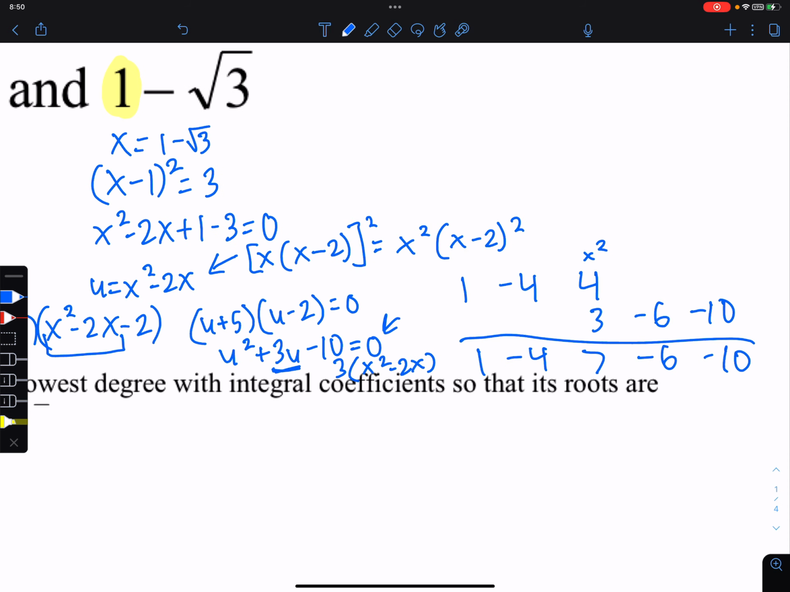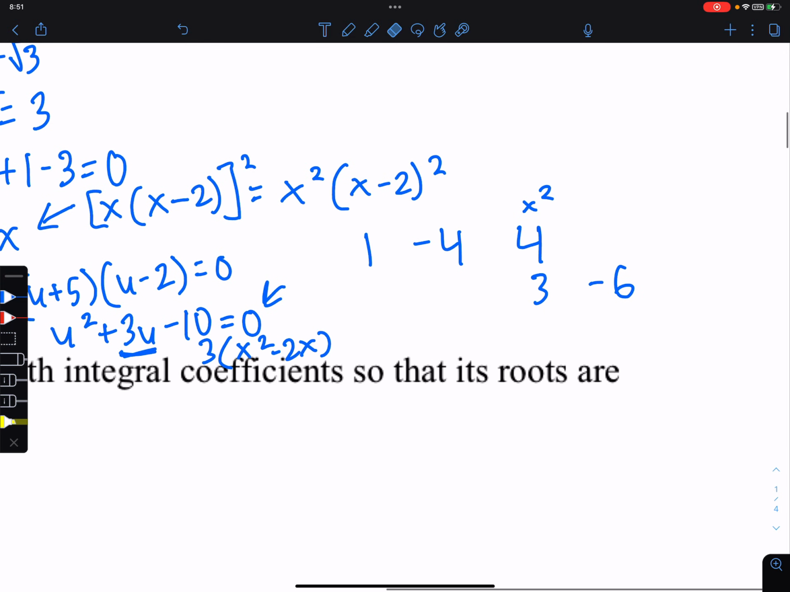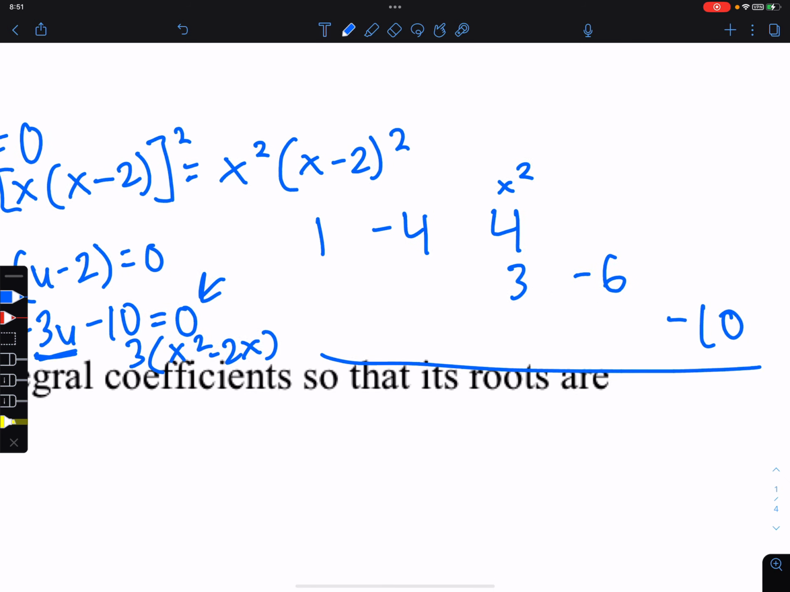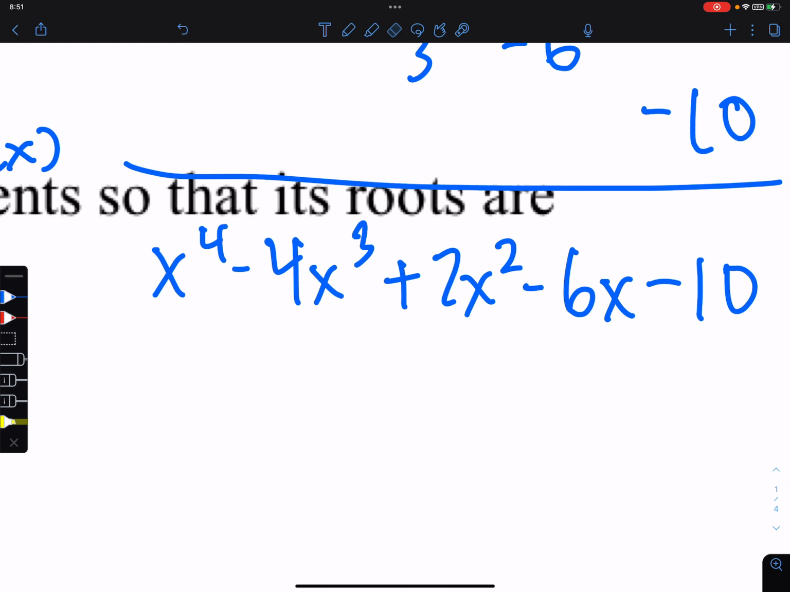This looks wrong. Yeah, this is wrong. Okay, sorry, this is negative 10. Yeah, this. Okay, yeah, wait, no, I was correct. Yeah, so x to the fourth minus 4x cubed plus 7x squared minus 6x minus 10. And that's your answer.